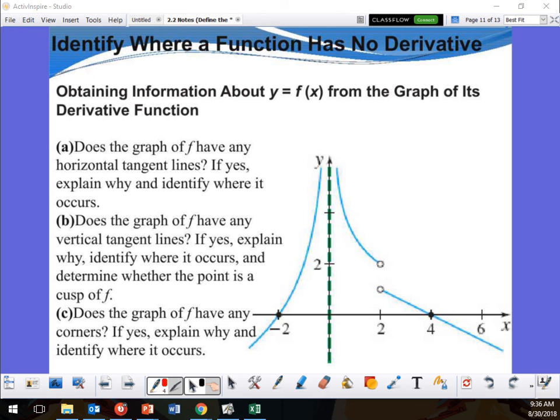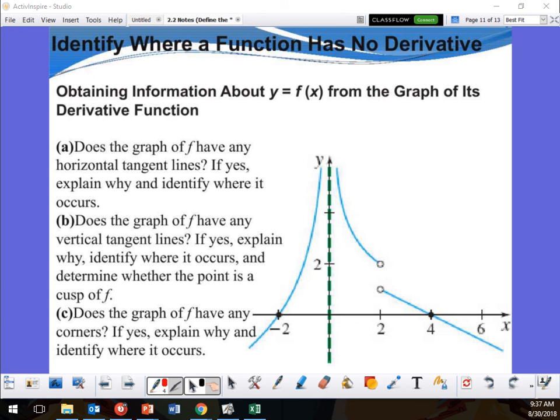Okay, now explain why. Identify it right here, where it occurs, and determine whether the point is a cusp of f. Is it going to be a cusp? What's a cusp? It's when two curved lines come in and make the kink. So this one right here, if that is an asymptote, that means that the left side and right side both go up to what? Positive infinity, right? So I'm not really going to get a pointy point. It's just going to go up to infinity.